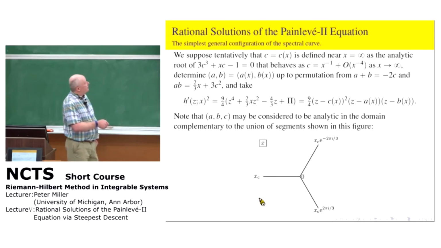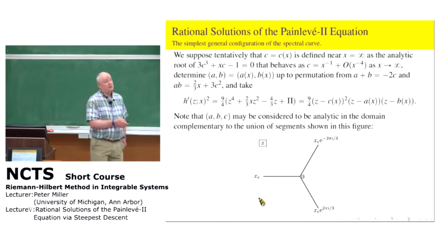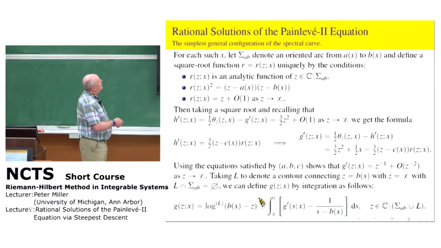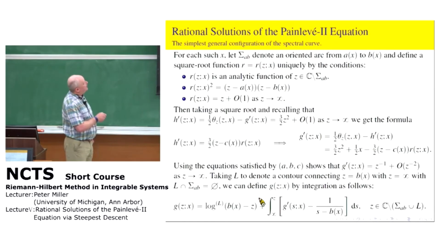So A, B, and C may be considered as analytic functions in some domain near infinity, and actually you can continue them analytically to the complement of a contour that looks like this. Here are the 3 corner points of the triangle in the x-plane, and we can connect them with some branch cuts that meet at the origin like that. So in the complement of this contour, we can define A, B, and C as analytic functions of x from that cubic equation and the quadratic formula.